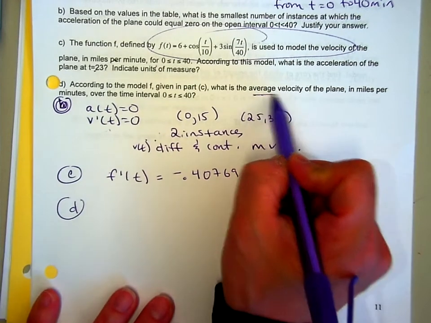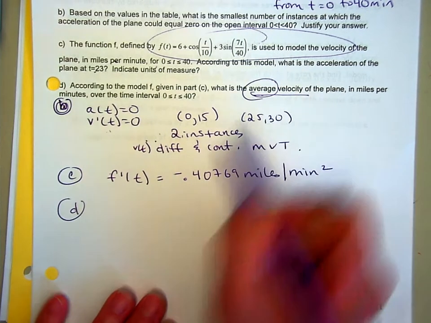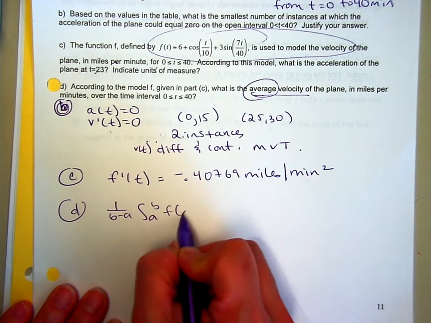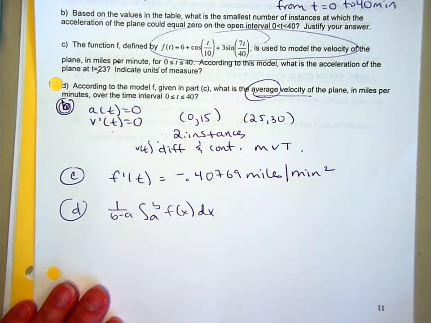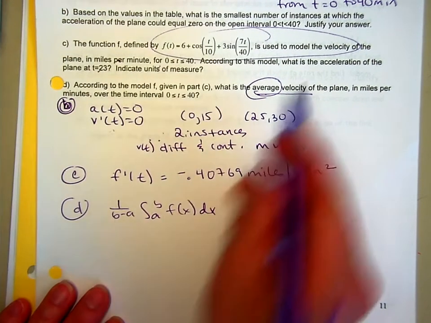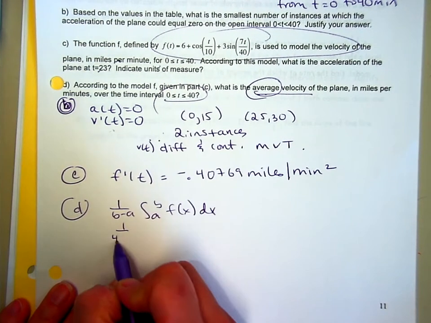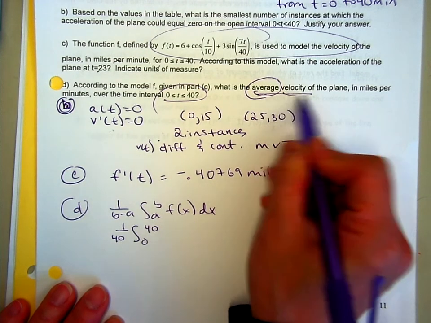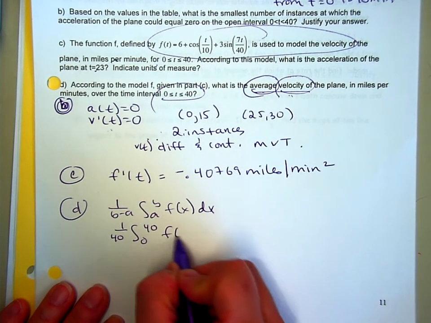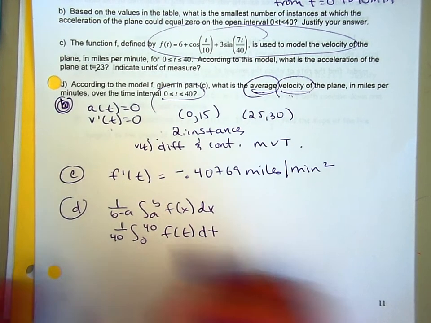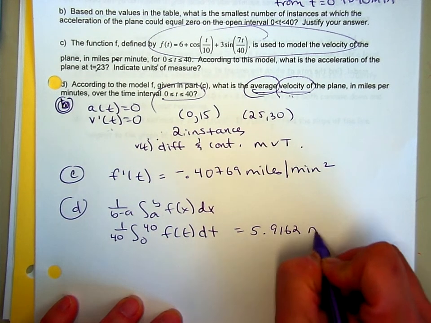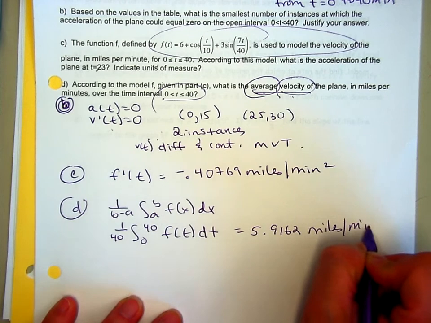And lastly, part D. What is the average velocity? I see that word average, so I'm thinking 1 over b minus a, integral from a to b of whatever that function is. What are they asking you to find the average of? The velocity. They give me the interval 0 to 40. The velocity function, which they gave you, was f of t. That's your setup. Type this into your calculator. Miles per minute are the units on velocity.